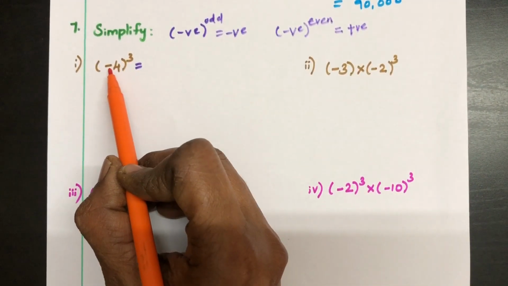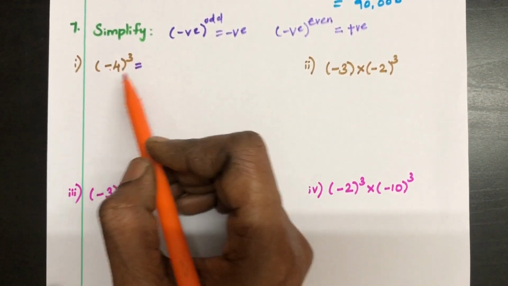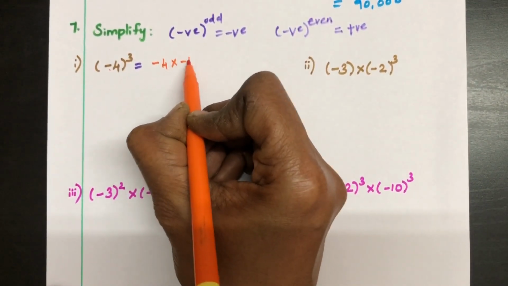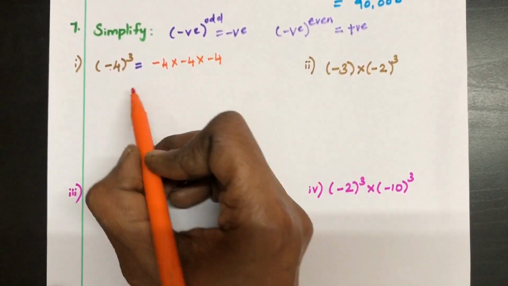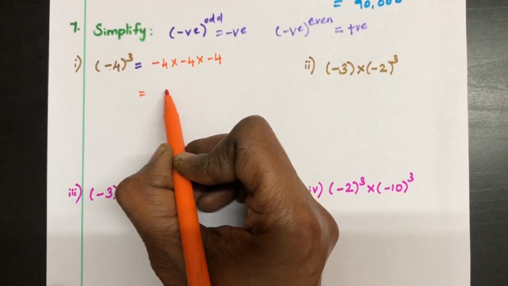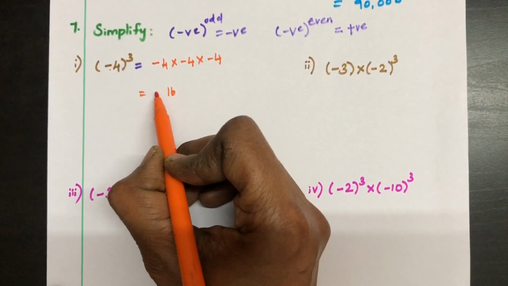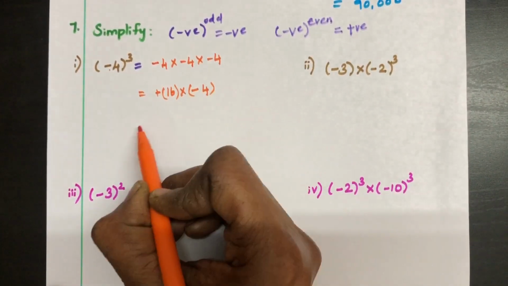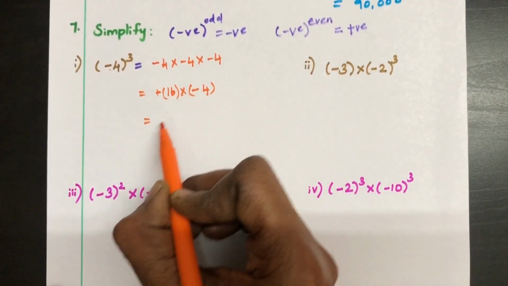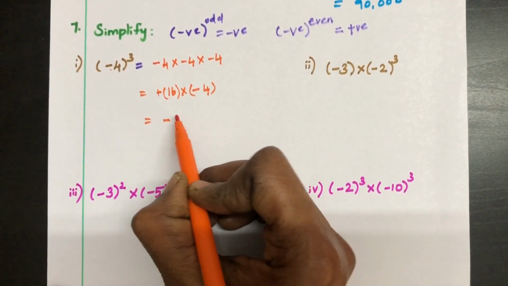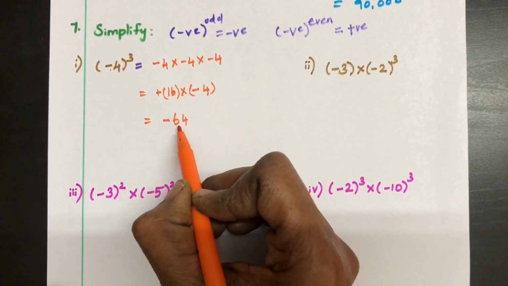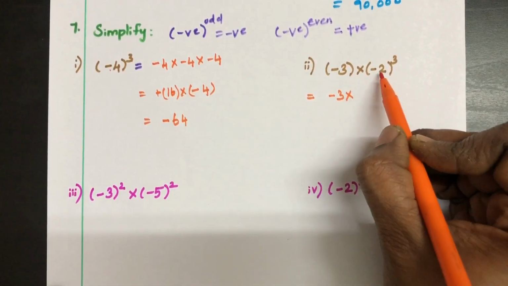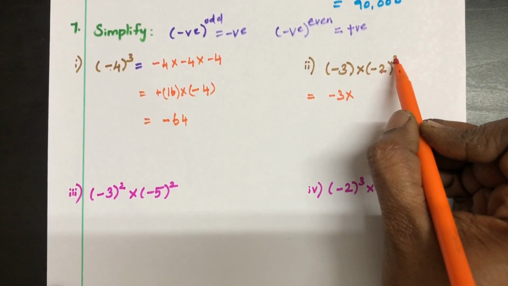Here it is the negative number and the power is odd, correct? So the answer must be negative only. I'll show you how it will come. Minus 4 into minus 4 is plus 16, correct? Positive 16 into minus 4. Positive into negative gives us negative only. Negative 64. 16 into 4 is 64. So negative 64.